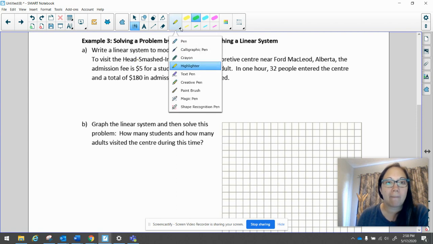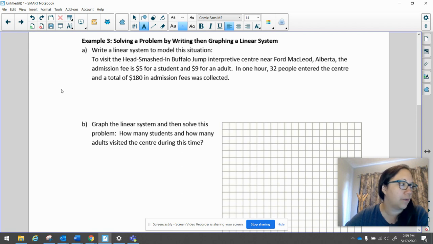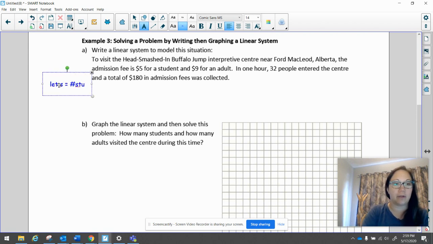And I think that one thing that we can do is assign some variables. So basically, what's our x and y going to be in this scenario? Well, I think instead of using an x and a y, we'll probably use an A and an S for adult and student. Those are our 2 variables. So we're going to let S equal the number of students, and we're going to let A equal the number of adults.